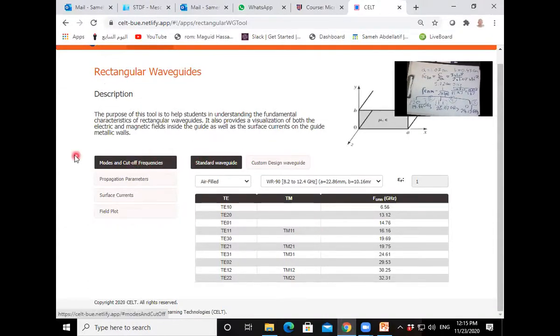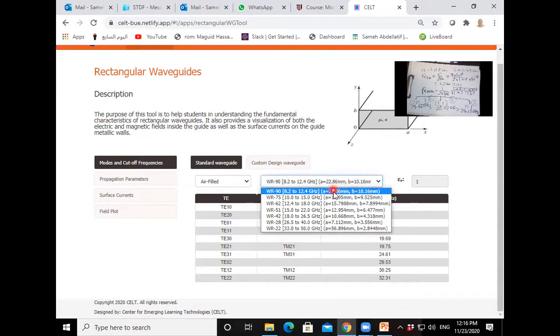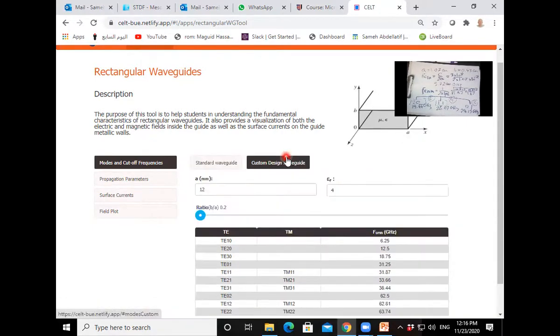Here, this first tab, which is the tab we are now discussing, is investigating simply the sequence of the mode and the cutoff frequency. So this is typically the same table you just saw in my presentation slide. Here you have two ways to deal with it. Either deal with a standard rectangular waveguide, so this is just a drop-down menu, so you can deal with any standard waveguide, or you can go to a customized waveguide. Herein, this is, for example, our example.